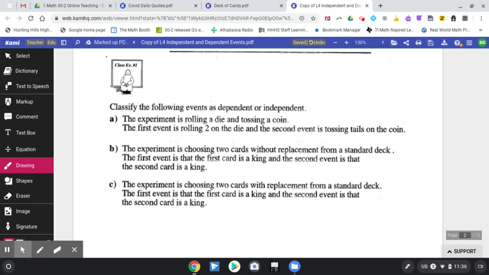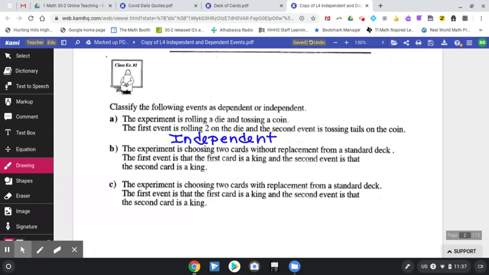So with A, the experiment is rolling a die and tossing a coin. The first event is rolling 2 on the die, and the second event is tossing tails on the coin. These two events are independent, because what happens on the die has no effect on what happens on the coin. So they're independent of one another.